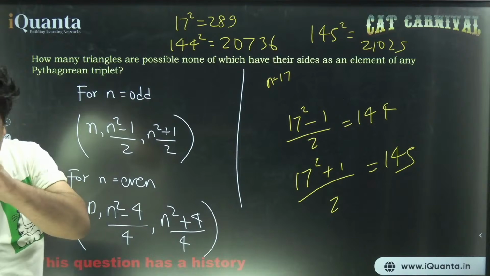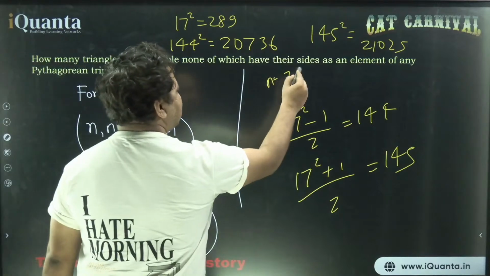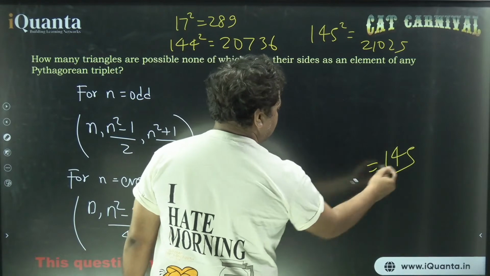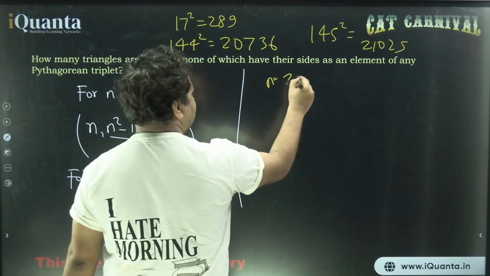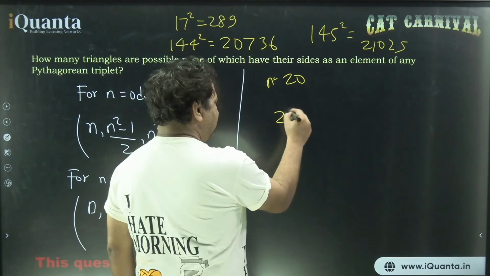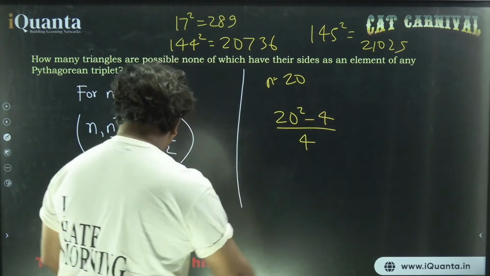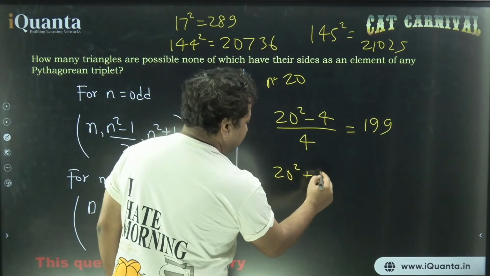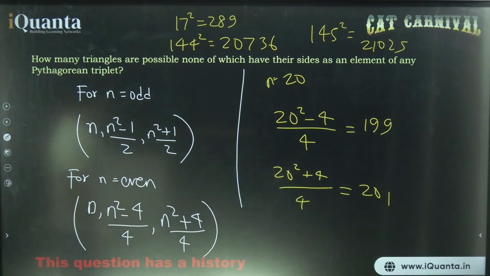Let's take something even. What if I take n as 20. N is 20. So it's even. So 20 square is 400 minus 4 upon 4. 396 upon 4. This will be it, right? Yes. It will be 199. And 20 square plus 4 whole upon 4 will be 201. Check this out, if it's correct or not. It is correct.